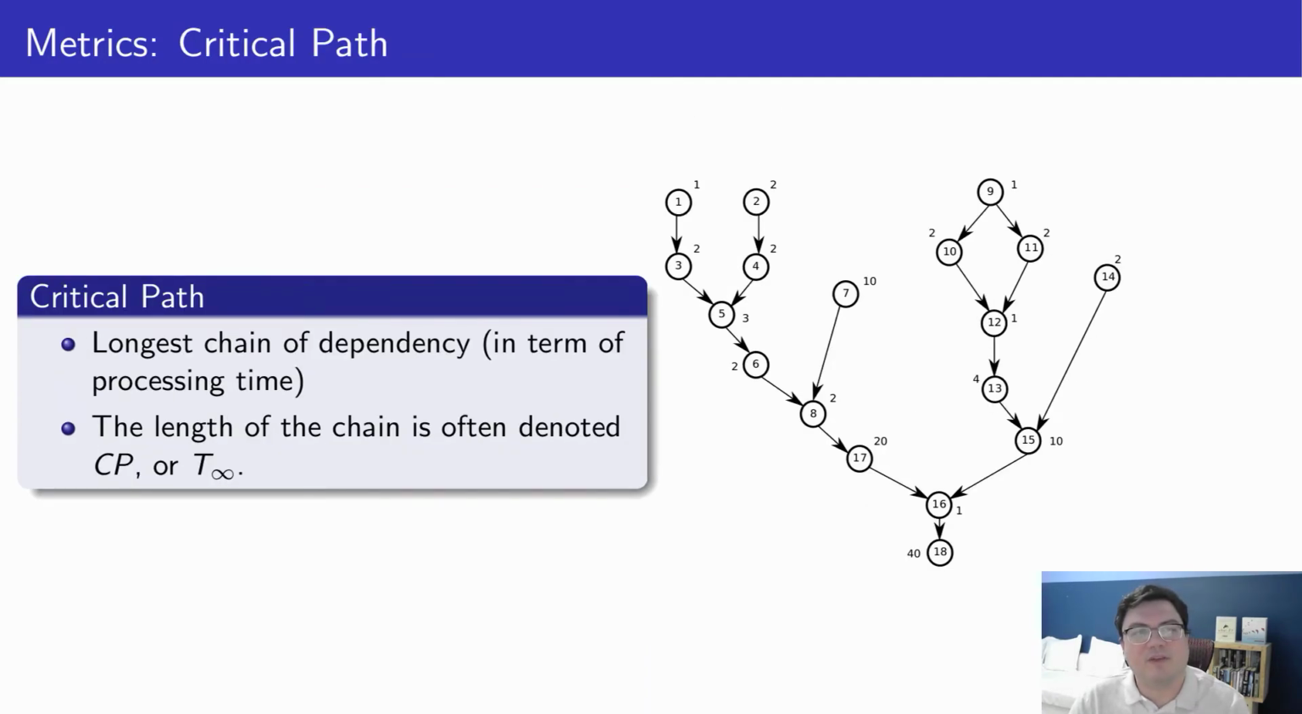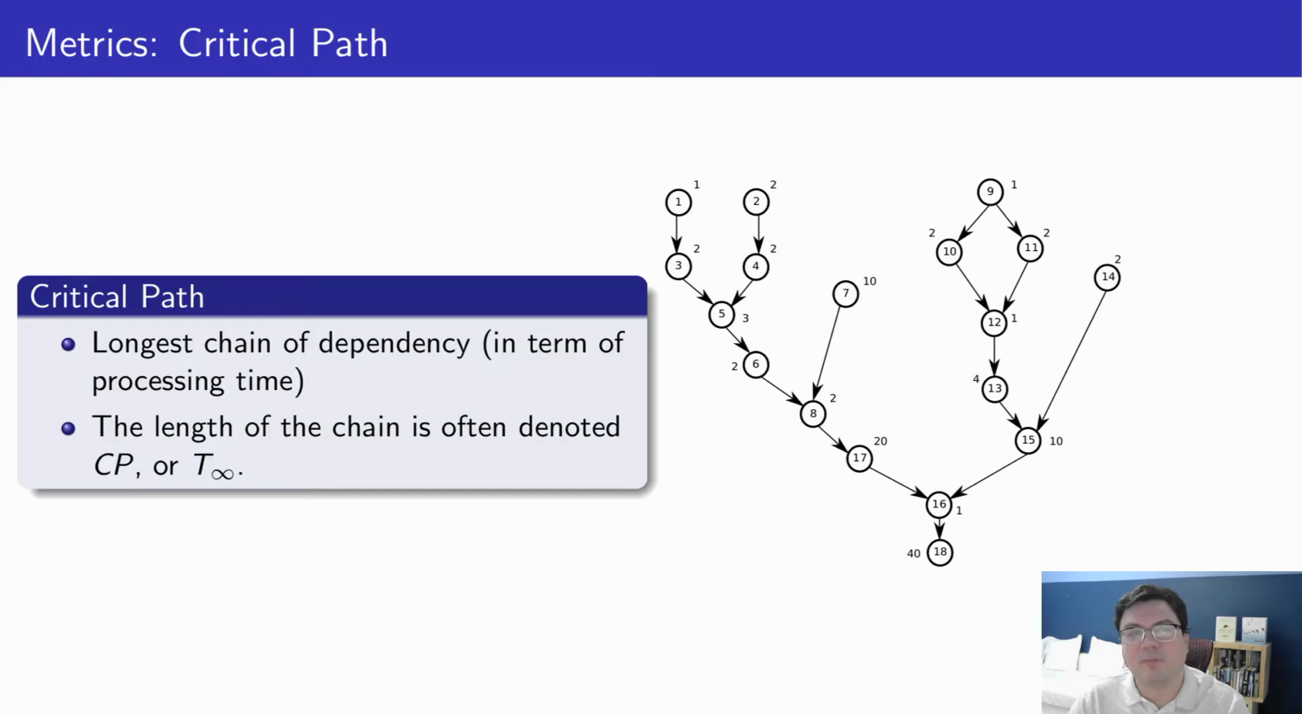The third metric that is used to characterize the parallelism of an application is the length of its critical path. The critical path is the longest chain of tasks in terms of processing time. The path 14, 15, 16, 18 is a chain of 4 tasks, but its length is 53 because it will take 53 units of time to execute. The length of the critical path is often denoted either as CP or as T infinite, since it is the time one would achieve by using an infinite number of processors.